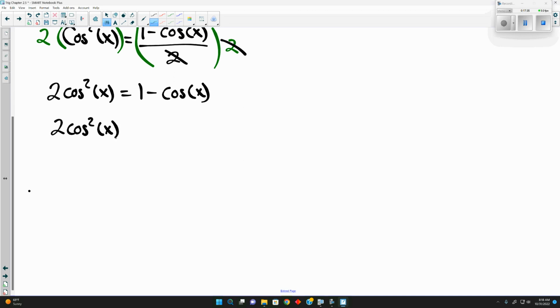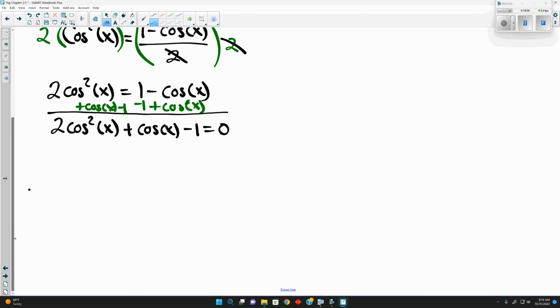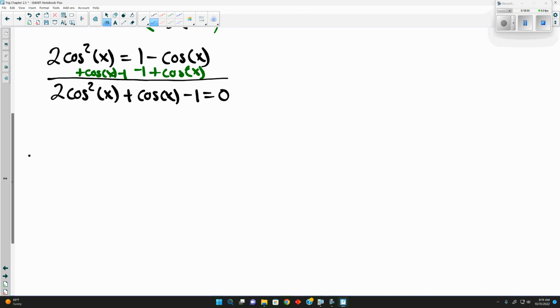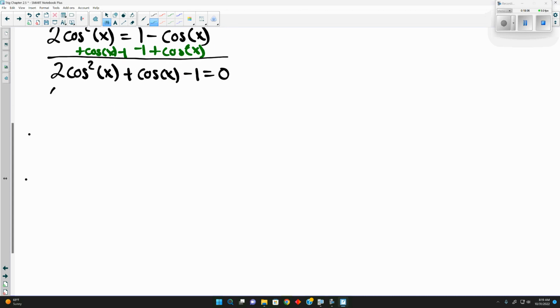Now we do need to get everything onto the same side of the equation. So we'll need to add cosine of x to both sides and subtract 1. Which will tell us that we have 2 cosine squared of x plus cosine of x minus 1 is equal to 0. Now at this point here, we could use the quadratic formula. The quadratic formula would work just fine, or we can factor.